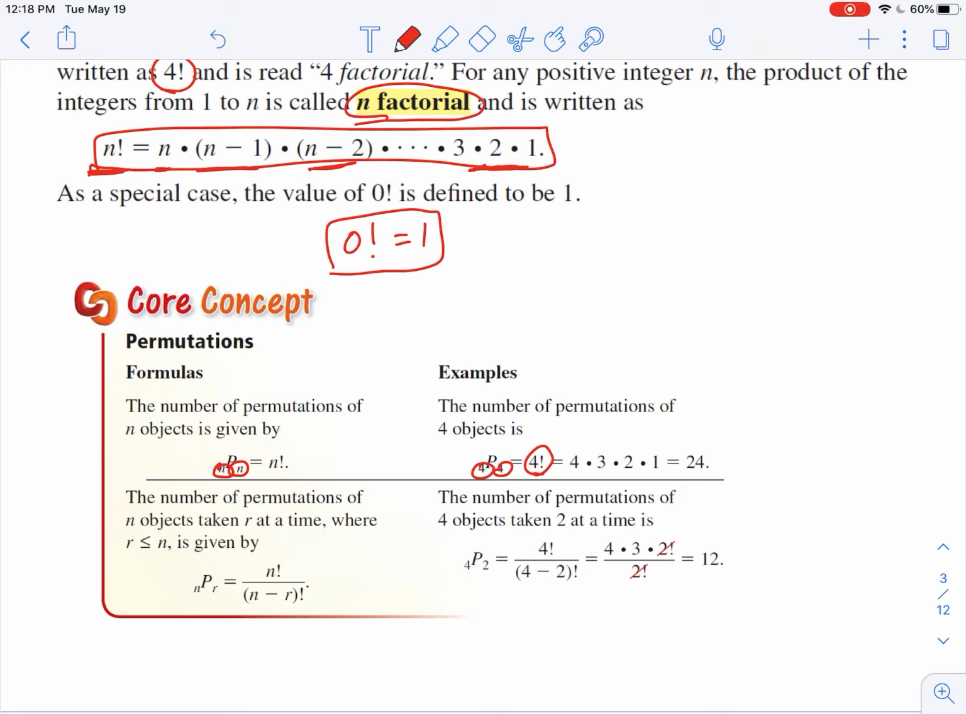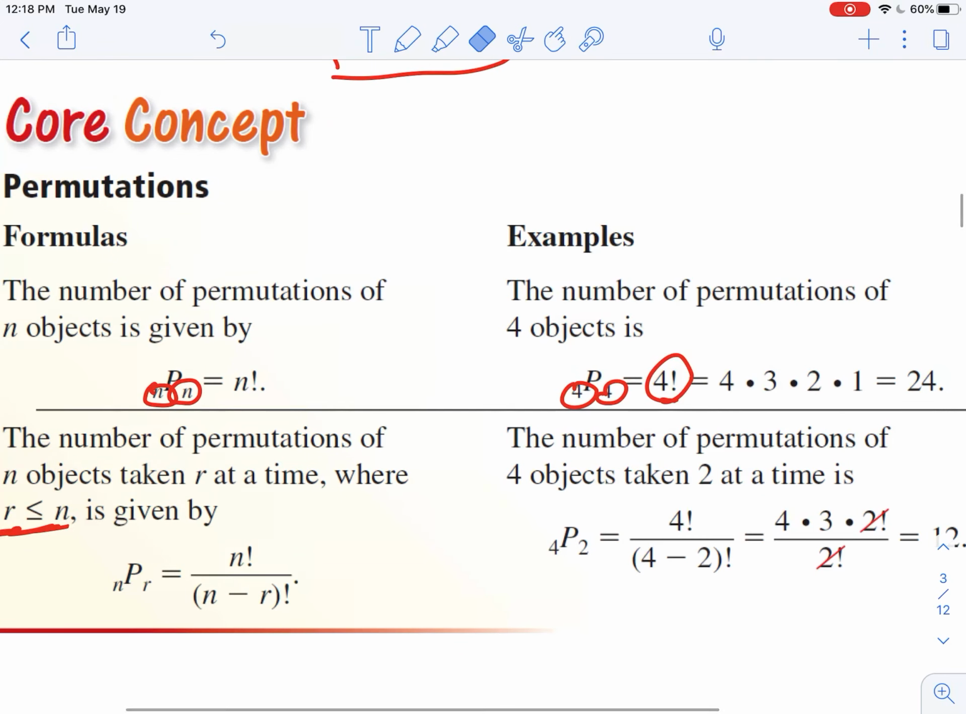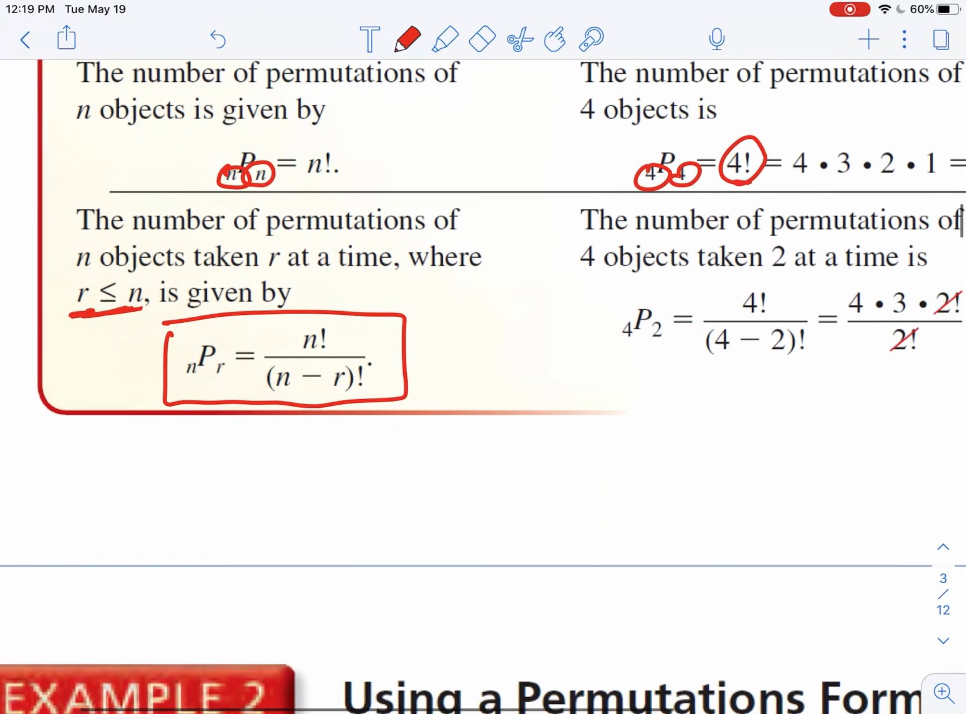But oftentimes we're looking at finding the number of objects taken at less than that. So notice how we're saying that r is going to be maybe less than or equal to n. So we have n objects taken r at a time. It's a very different formula. And so this, I'm going to put a box around this. You're going to want to write this formula down. We are going to make use of that as we do problems today. The number of permutations is found by taking n factorial divided by n minus r factorial. So let's see if we can make use of this in the problems to come.